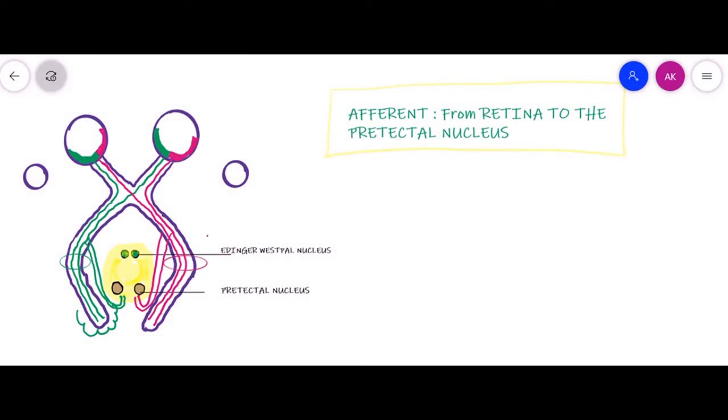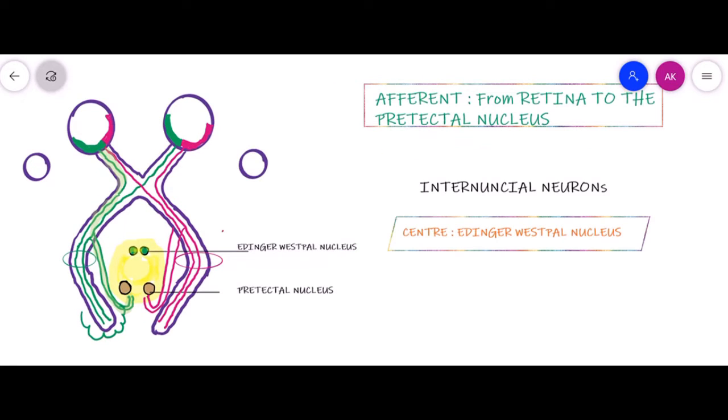Right? The afferent part of the light reflex starts right from here, that is from the retina, and runs from the retina up to the pretectal nucleus of either side. So this will form the afferent part, or the afferent limb, of the light reflex. The pretectal nucleus is connected with the structures present in the midbrain anterior to it, and these structures are called the Edinger-Westphal nucleus. Okay, and they are actually the main centers of relay in the light pathway.